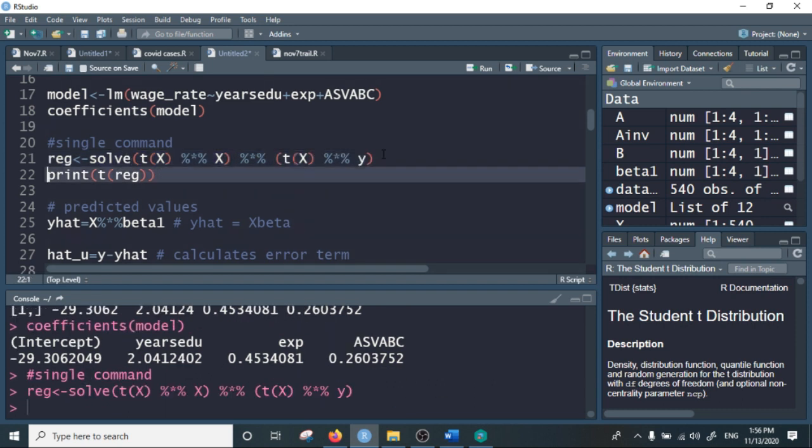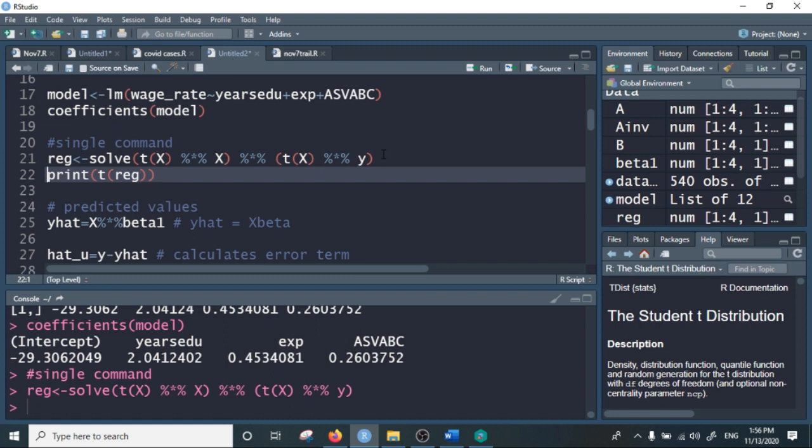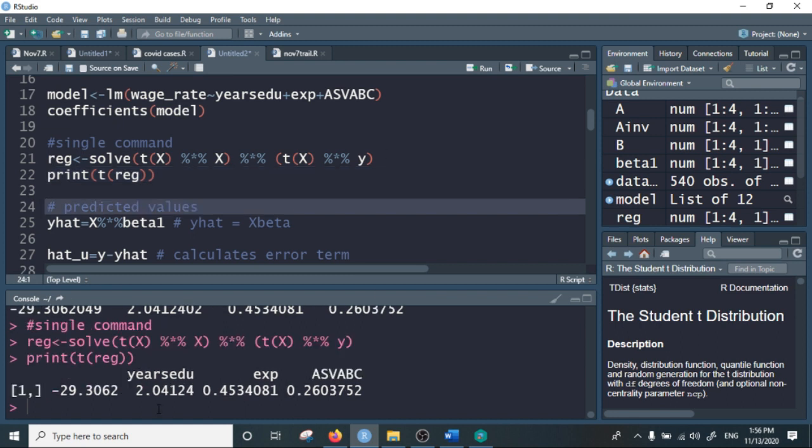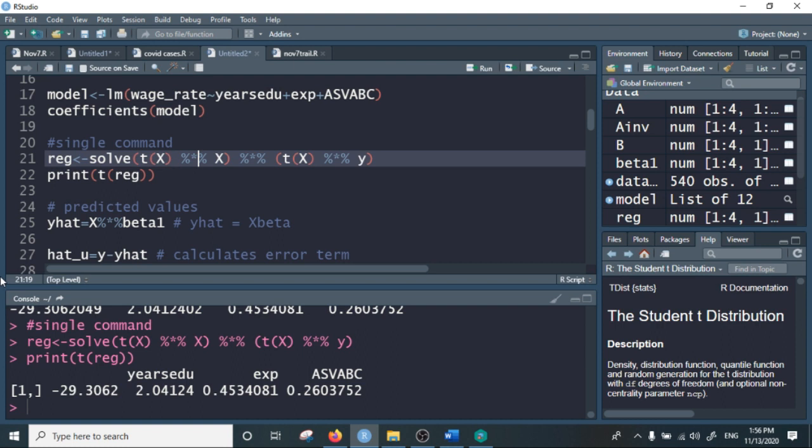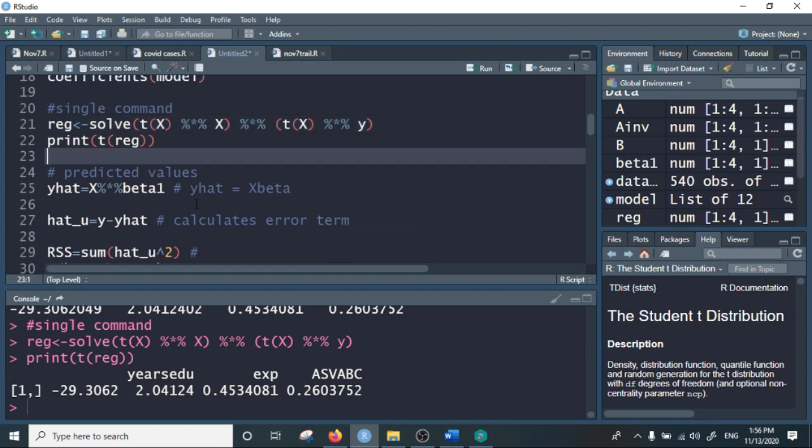So if I run this and if I ask R to print its coefficients, the coefficients are same as before. So with a single line of command, we can find the estimates of the parameters of the regression model, and we can cross-check it with the built-in LM function. So the next step is to find the predicted value.